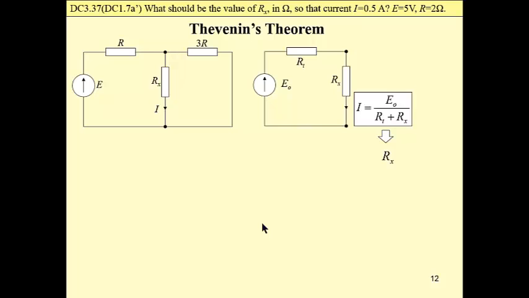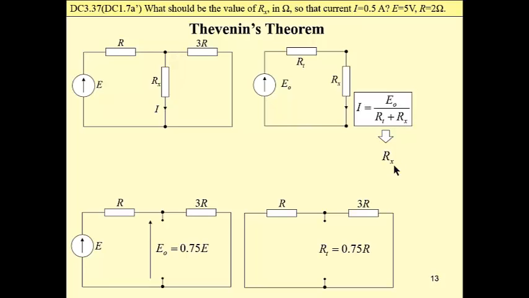Now the Thevenin's theorem approach. So we may replace all the circuit as seen from these resistor terminals by its Thevenin equivalent, like shown here at the right side. We have to find E sub O and R sub T, and then obviously very easily we may calculate the mesh current. We know this mesh current, and from this equation we may find the resistance that we are looking for.